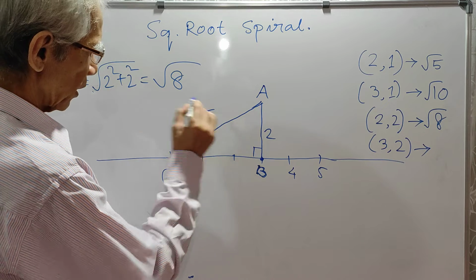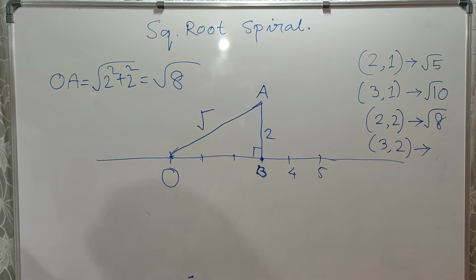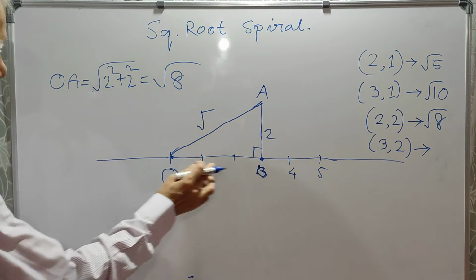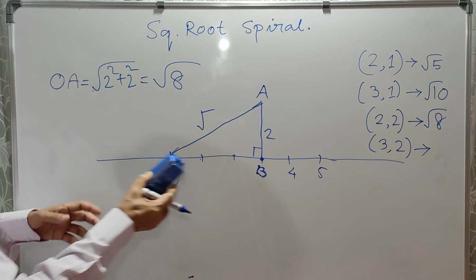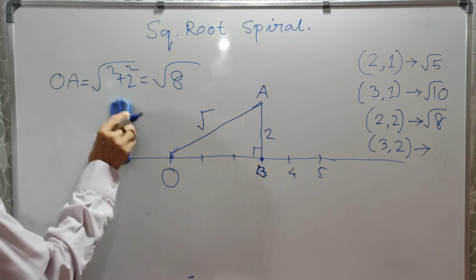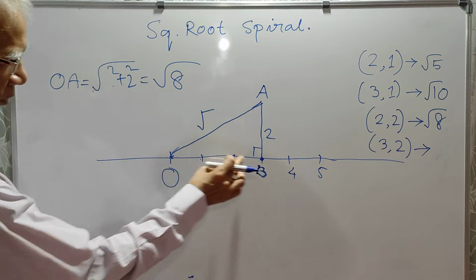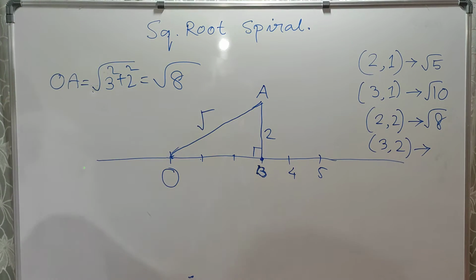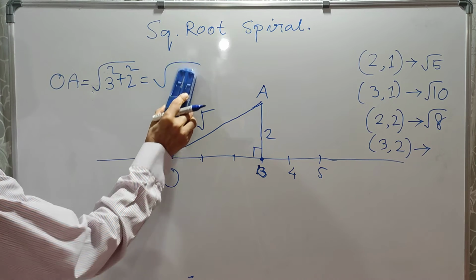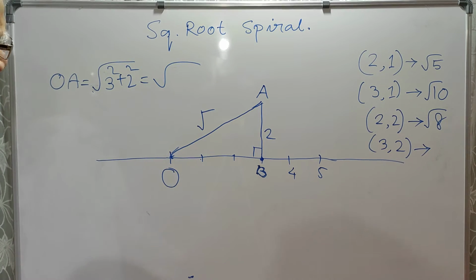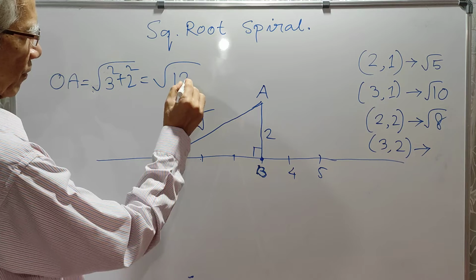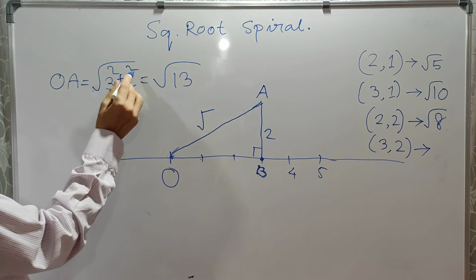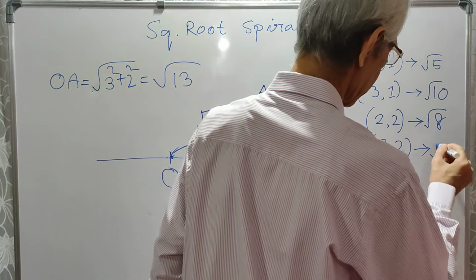Now let us see, this is square root of what? So OA will be what? 3 square plus 2 square. You see, this is 3. So 3 square plus this is 2, 2 square. So what do you get? 9 plus 4, 13. 3 square 9, 9 plus 4, 13. So we get root 13.